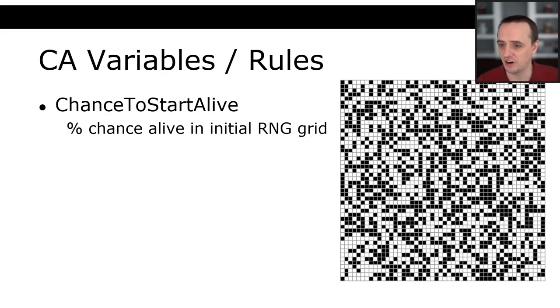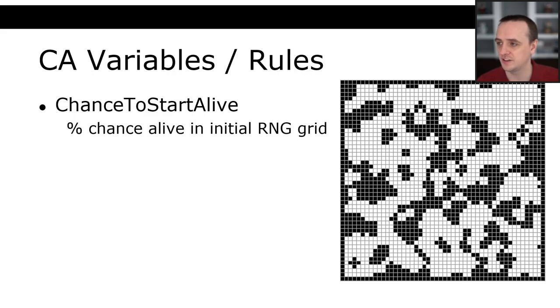The chance to start alive, that's the initial chance, is the percentage chance to start alive in the initial RNG grid. So you're going to first generate a grid of random data, and each cell has that percentage chance to actually be a 1 instead of a 0.